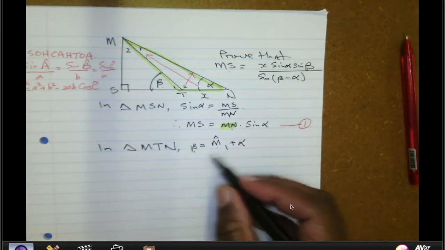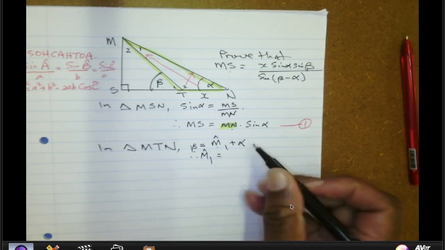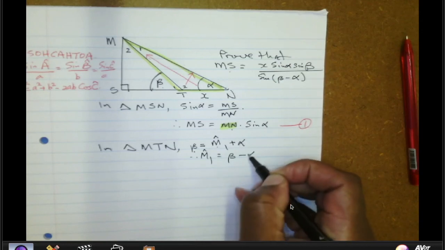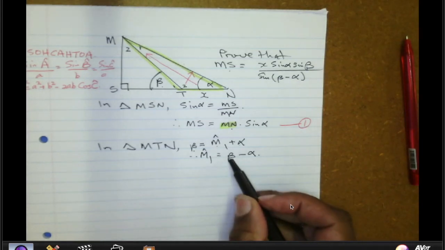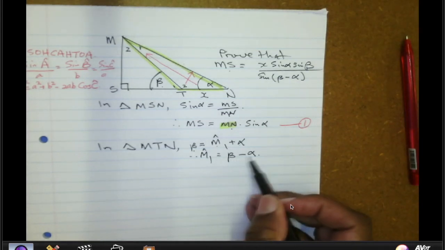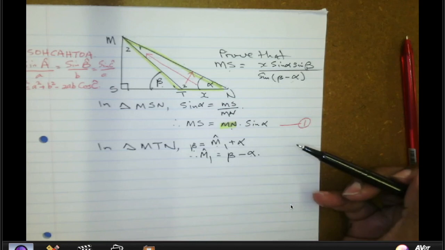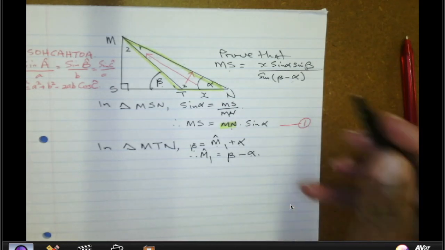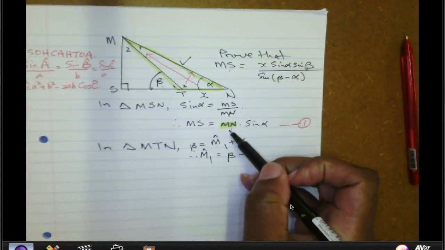But I'm trying to find M1 here. So this means M1 is given as beta minus alpha. So that is the angle M1. And this is good to have beta minus alpha, because if you look at what I'm trying to get there, there is beta minus alpha there. So I'm happy that beta minus alpha is now here. But remember here we are trying to determine the length MN, because this is the only thing that we need in order to find MS.